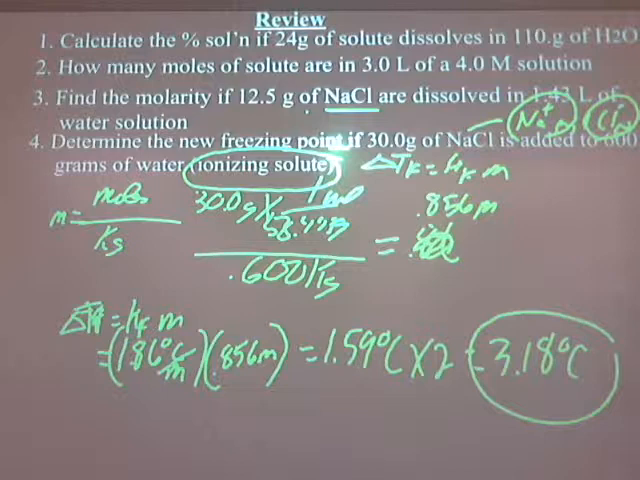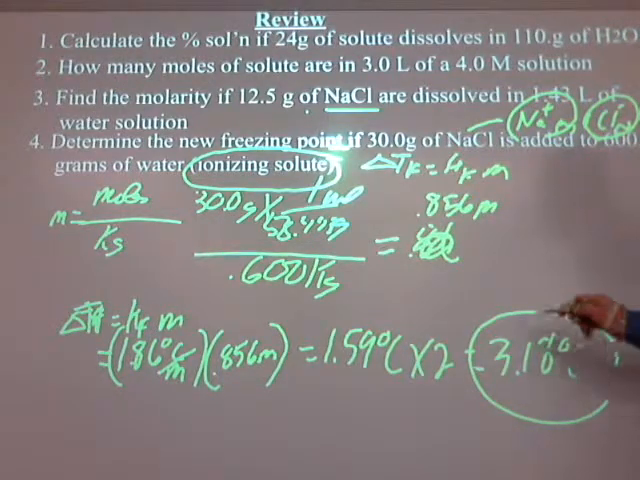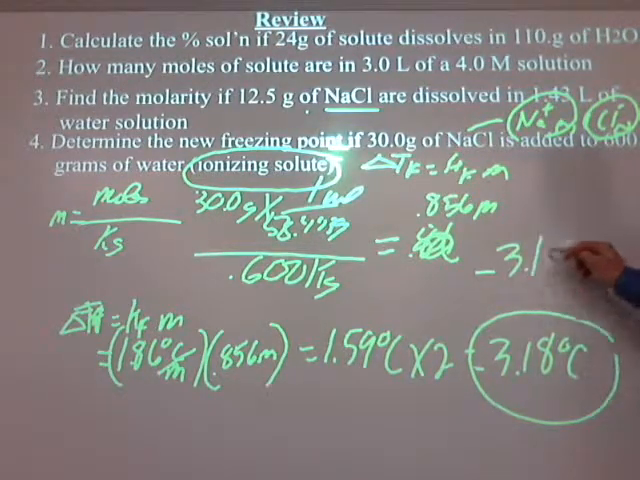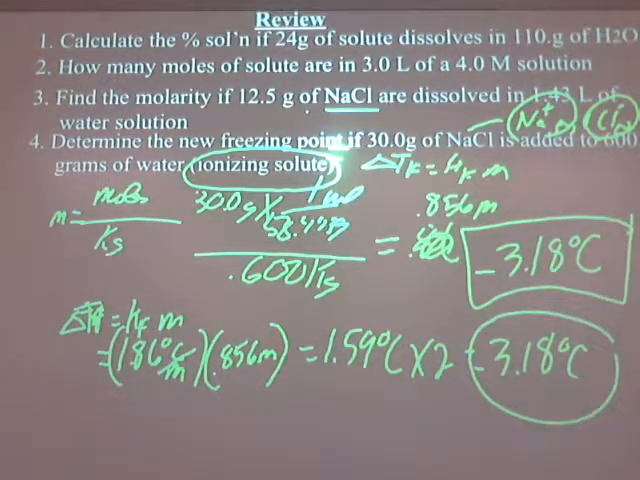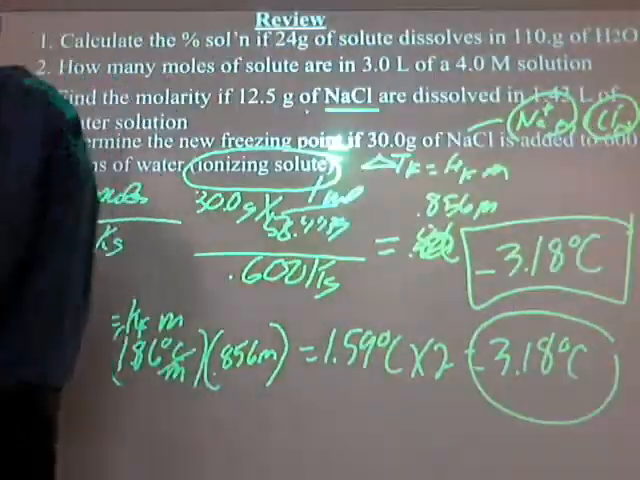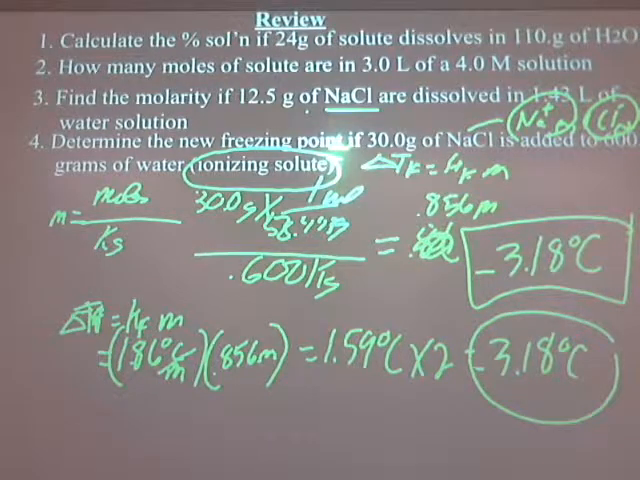That's the delta TF. What's the new TF? Negative 3.18. That's the final answer, believe it or not. So there's a lot to do on that problem. A lot of little things you can do wrong on there. Okay? All right? Everybody good with that?